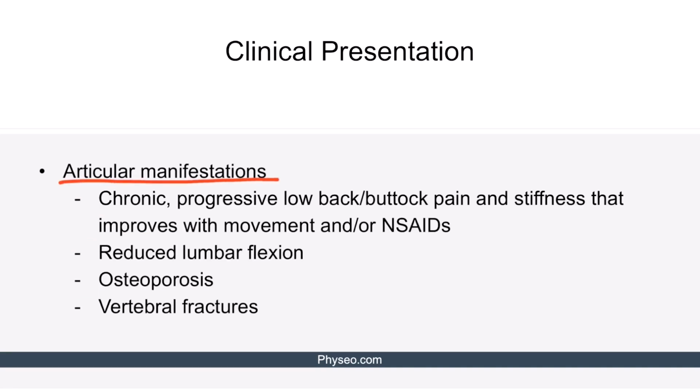In a test, the vignette often describes a young male who presents with chronic progressive lower back and/or buttock pain and stiffness that improves while moving, or when NSAIDs are taken. Remember, the disease process of ankylosing spondylitis is the result of chronic inflammation. Widespread inflammation gives degenerative changes that create a stiff and immobile spine with reduced lumbar flexion.